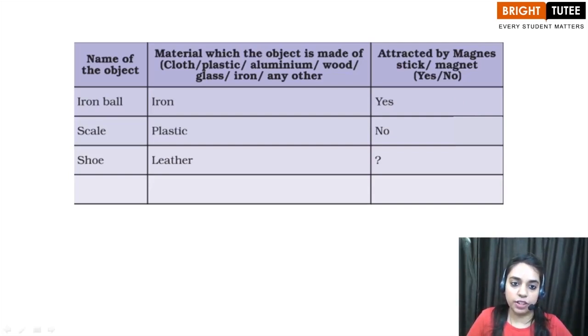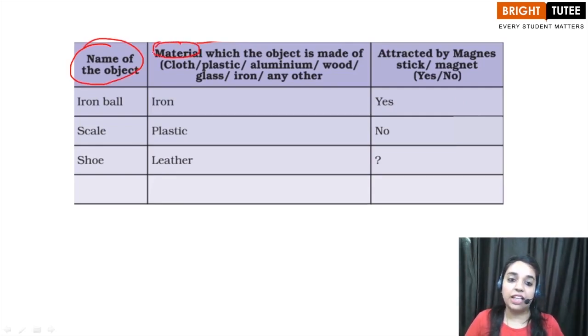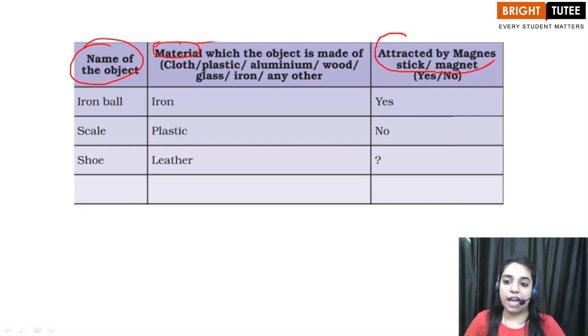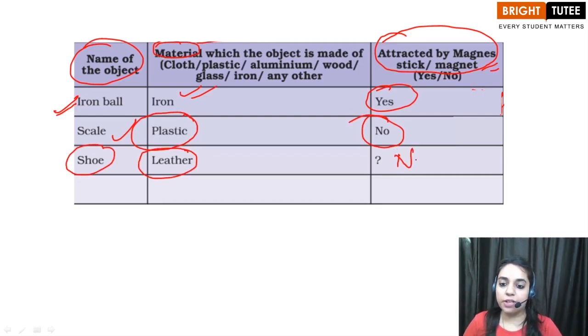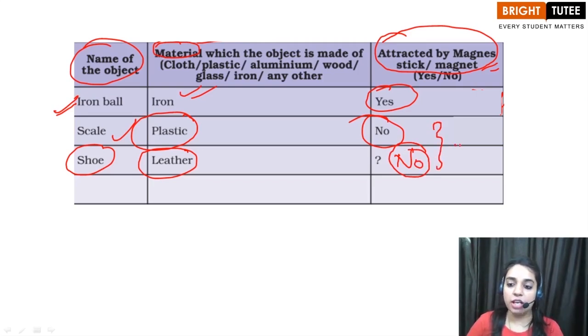and this observation table will contain, children, three columns. First is the name of the object, second is the material that you are testing, and finally whether it is attracted to our magnet stick or not. For example, if we take an iron ball, it is made up of iron and it is attracted towards our magnet stick, so it is a magnetic material. Then if you take a scale which is made up of plastic, it will not be attracted towards our magnet stick. Next we take a shoe which is made up of leather, and again it will not be attracted towards our magnet stick, and therefore it is a non-magnetic material. Both of these are non-magnetic.